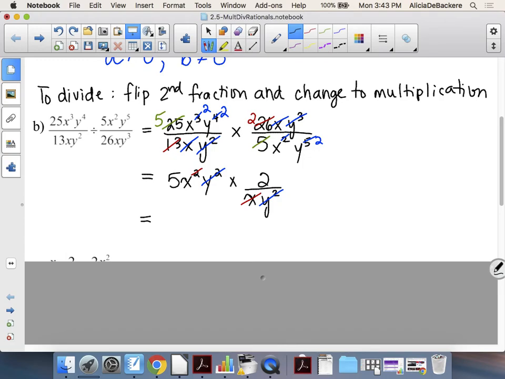So I've got 5 times x times 2, that's 10x. And in the denominator, I'm just left with a 1. So 10x over 1 is the same as 10x. Don't forget to state your restrictions.